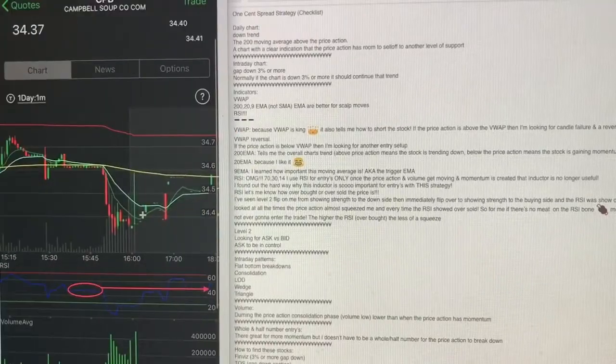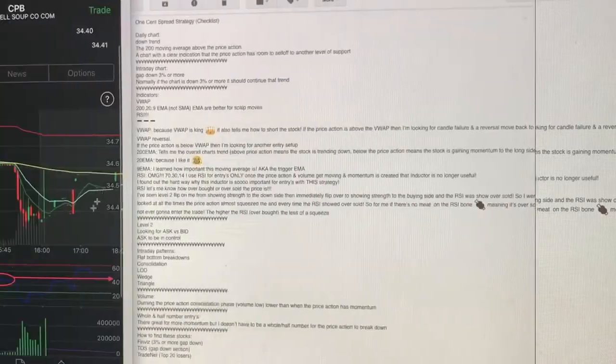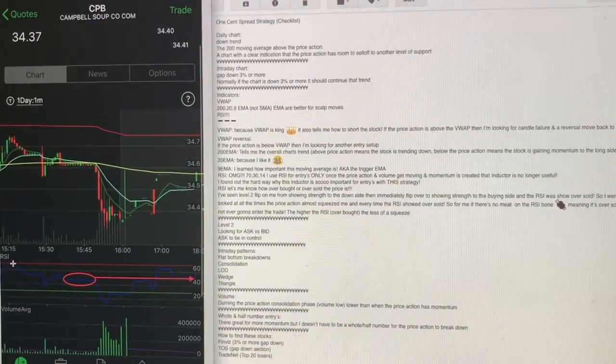This 9 moving average, this is our trigger here. We like to see the price action hugging very tight, very, very close to that 9 moving average. We want to see the price action just below the 9 moving average. If it's above the 9 moving average, this thing could take off. So we want to make sure that the price action is sitting just below it as it's consolidating. That's very, very important.